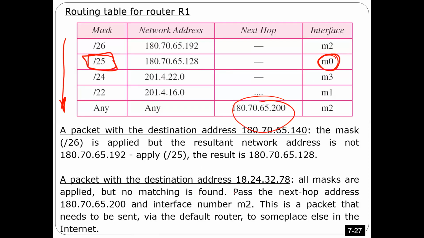So if not, I'm going to try the next one. If not, I'm going to try the next one. If it's not any one of these, I'm going to send it to the router. This is how routing happens.